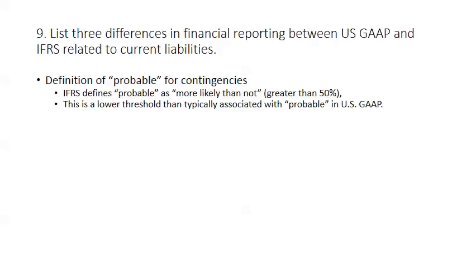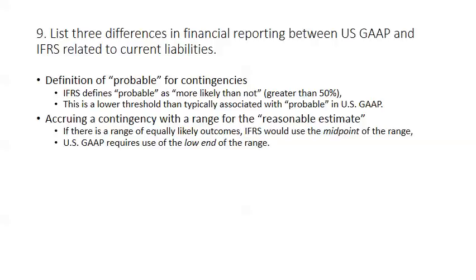One is the definition of probable for contingencies. In IFRS they define probable as more likely than not, which means greater than 50%. But in US GAAP that is a higher threshold. In other words, probable means likely to occur, and so the probability is much higher than 50%. US GAAP does not give a number, but we do know it's higher than 50% because it says likely to occur. So basically it just means there's a lower threshold under IFRS for what they mean by probable.